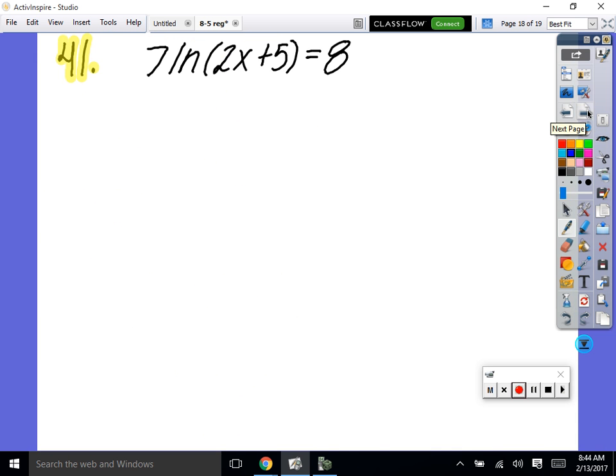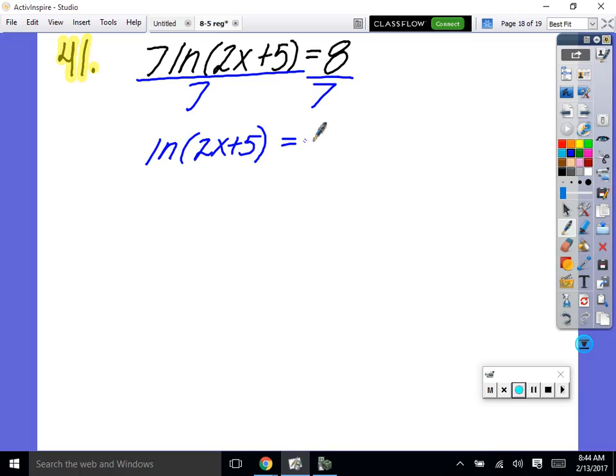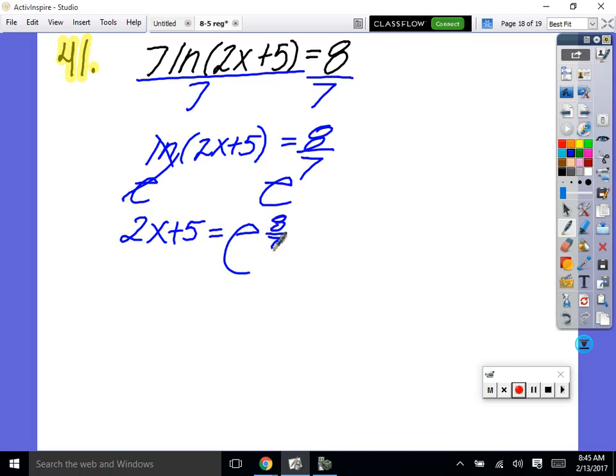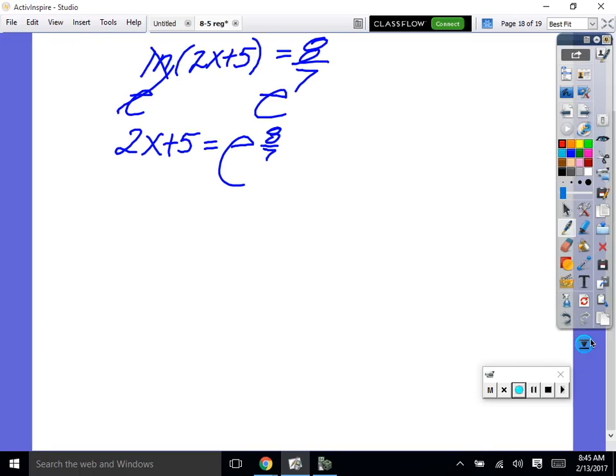Okay, 41. So we would divide both sides by 7 first, isolate the ln. So we have ln of 2x plus 5 equals 8 over 7. Undo ln by e-ing both sides. So we have 2x plus 5 equals e to the 8/7. Then when we just use algebra, solve for x. Subtract 5, divided by 2. Subtract 5, subtract 5.